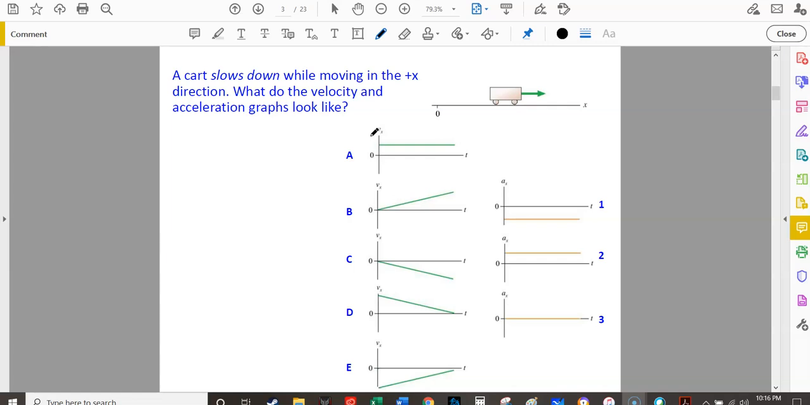Hopefully you paused the video and tried to match up the proper velocity versus time graph and the proper acceleration versus time graph for this situation. Actually, let's review for a moment. The definition of slowing down is when the velocity vector and acceleration vector are in opposite directions. So if you have a velocity vector that is to the right, that means its acceleration vector has to be to the left for it to be called slowing down. Another situation could be that the velocity vector is to the left and the acceleration vector is to the right. That is also slowing down, but we're not really interested in that for this situation, because this situation is saying that it is moving to the right, but it is slowing down.